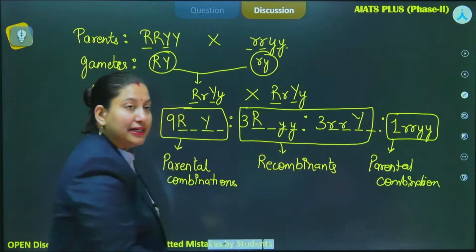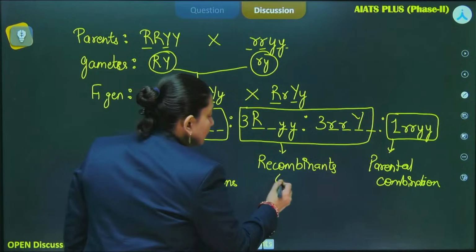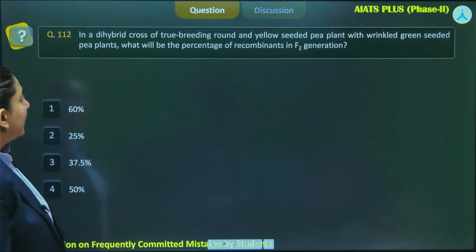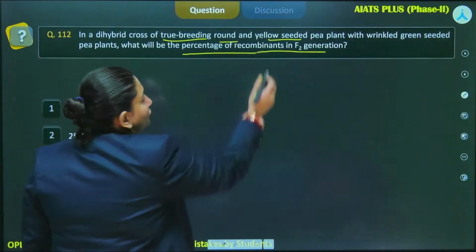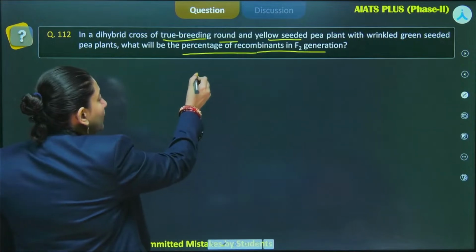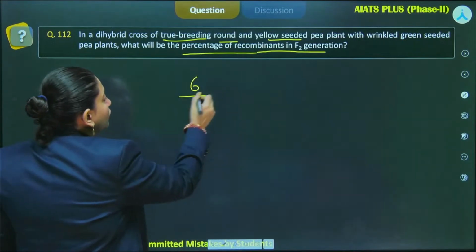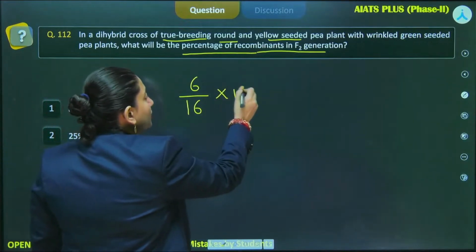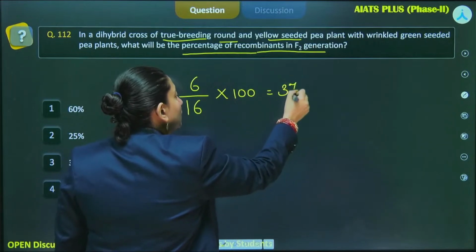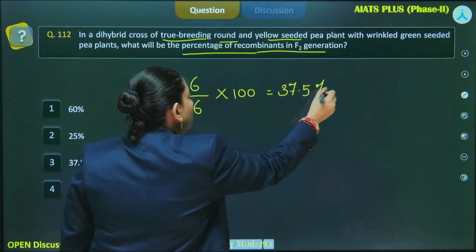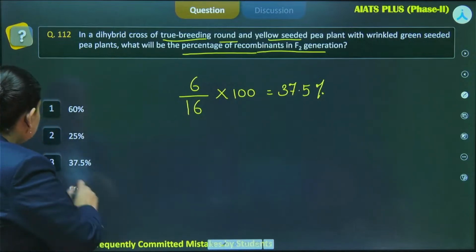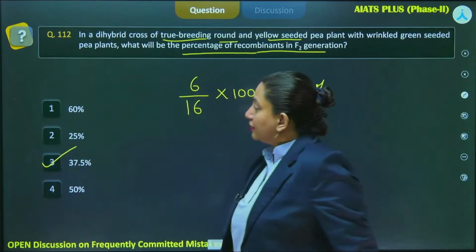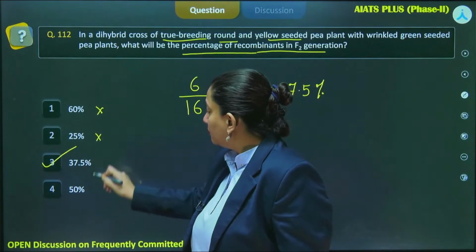So, out of the 16 possible combinations, 6 of them are recombinants, right? In order to identify the percentage of recombinants, the total number of recombinants we have got is 6 upon the total outcome, that is 16 different possible combinations, multiplied by 100, which gives you 37.5%, right? Correctly depicted over here in option number 3. So, that's why simply these things could be ruled out.